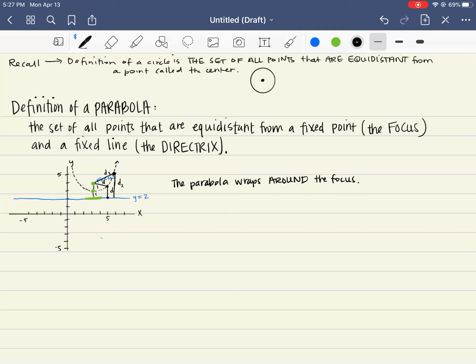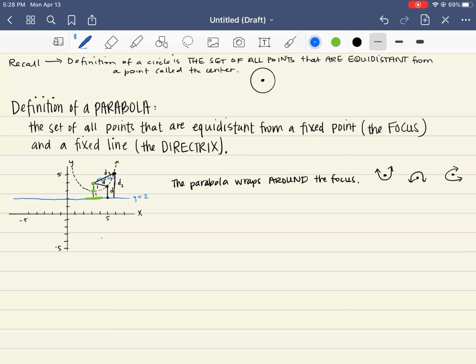So the focus has to be on the inside of the parabola. If the focus is here, the parabola looks like this, right? Or the focus could be here and the parabola is facing down. Or the focus is here and the parabola is facing to the right. But it has to be on the inside of the parabola.